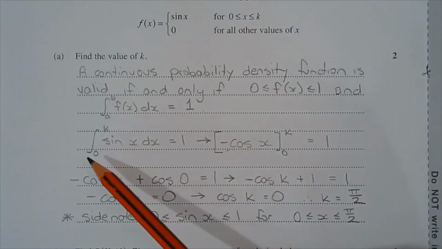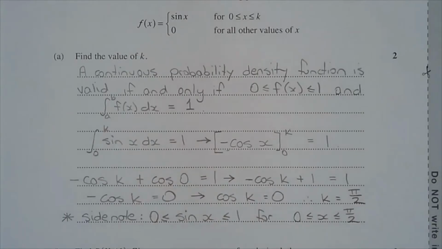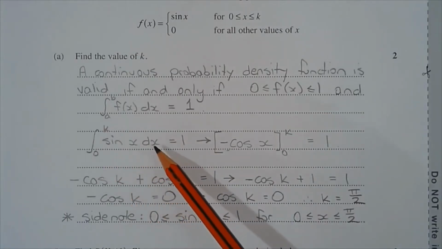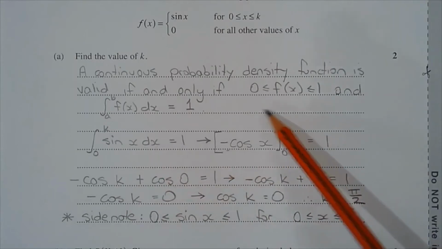Now the integral from 0 to k of sine x dx equals 1. We want to solve for k. And the integral of sine x with respect to x is negative cos of x, and the limits are from 0 to k, and that expression equals 1.